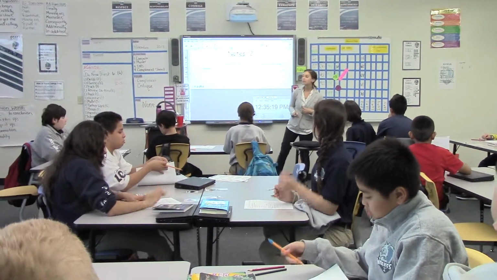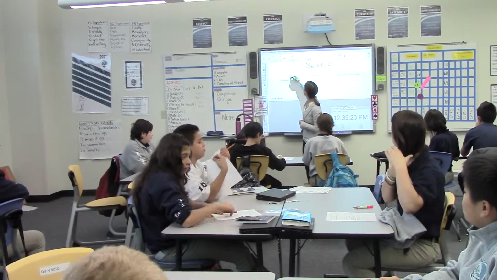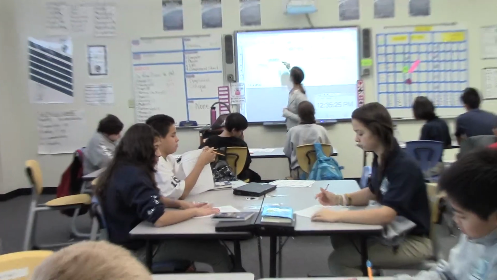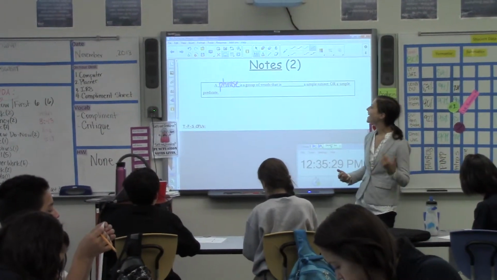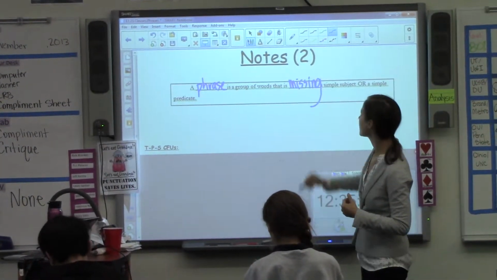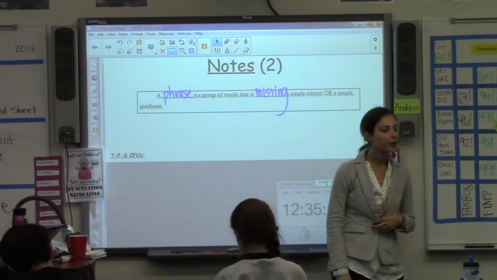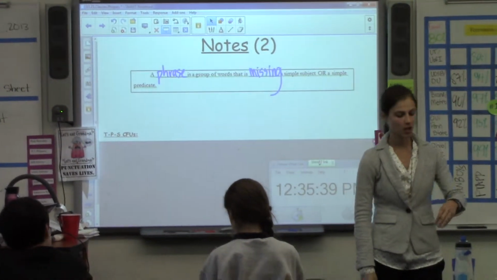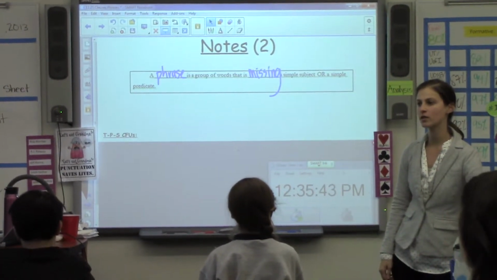All right. Now we're going to talk about phrases. Okay, we talked about clauses already. So a phrase is a group of words. We're looking at a lot of groups of words today that are missing a subject or a predicate. A phrase is missing a subject or a predicate. When you've got those notes down, sit at slant.